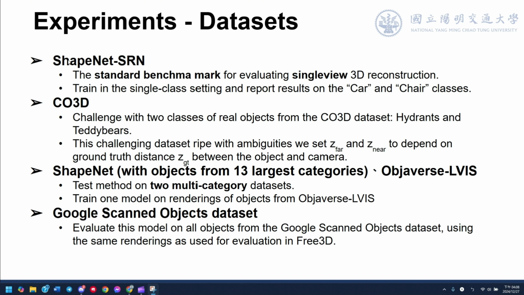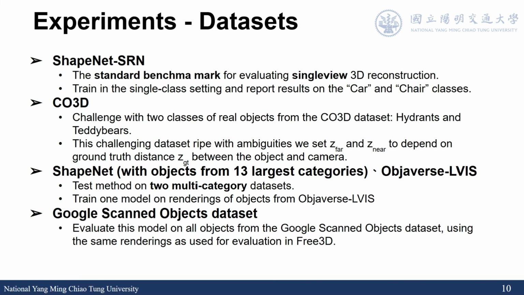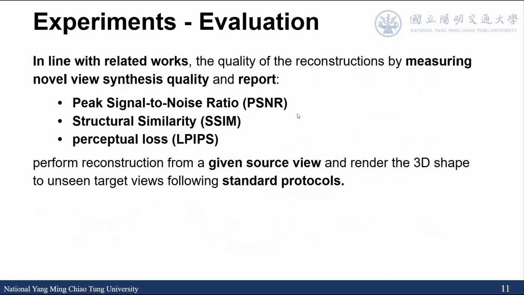ShapeNet SRN serves as a standard benchmark for evaluating single-view 3D reconstruction. In this paper, the authors used two categories, cars and chairs, to report the results. Additionally, CO3D involved two types of real-world objects, fire hydrants and teddy bears. The following datasets are used as a benchmark for multi-category evaluations. The evaluation of the results will follow the same criteria as the related work. We will assess the quality of the reconstructed image based on the following metrics.